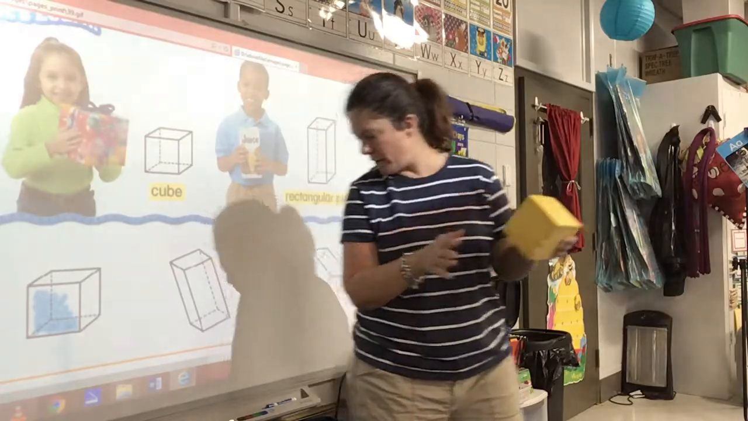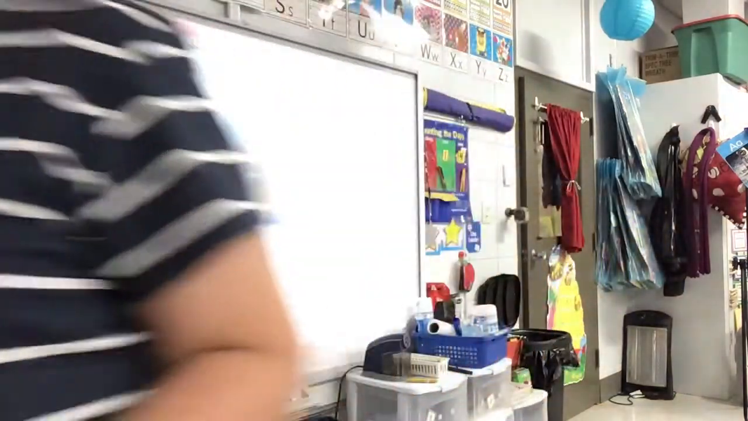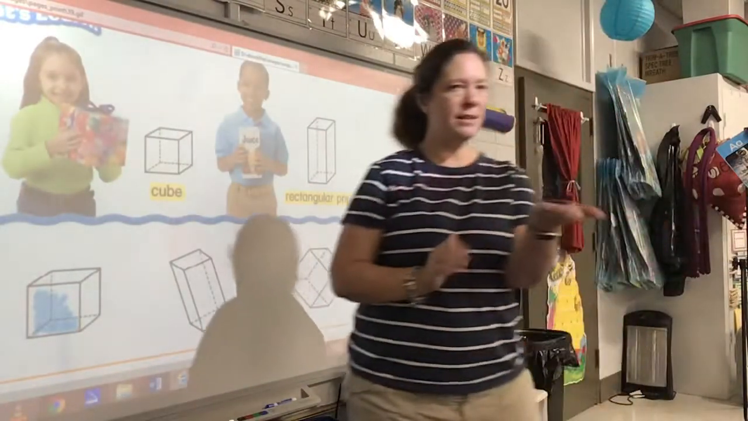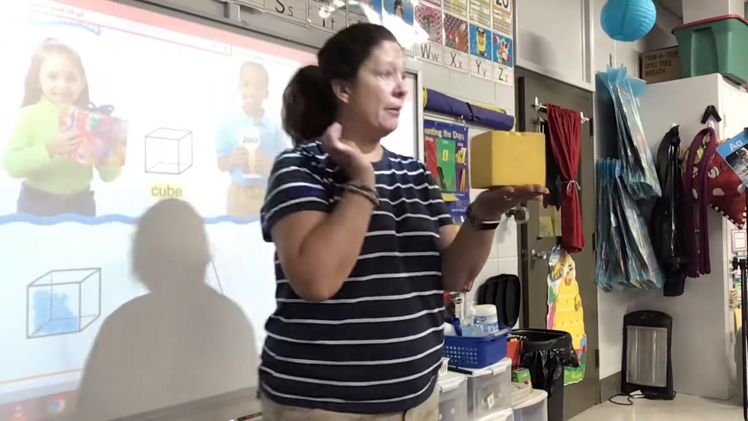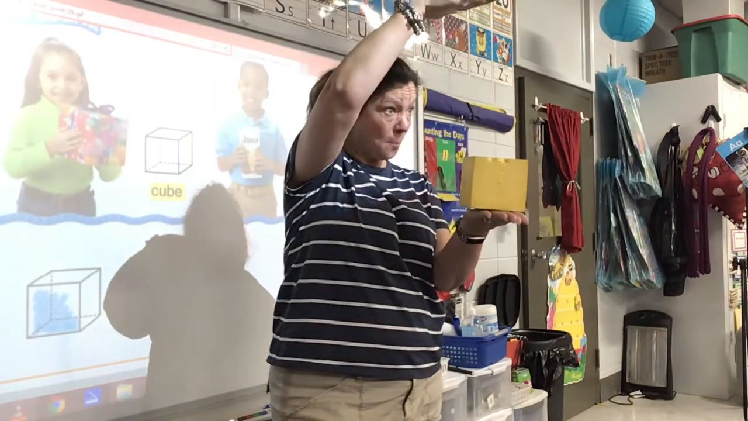Let me show you what I'm talking about by flat. Does this little piece of paper right here stick up? No. Did the cube stick up? You see how it's 3D, how it sticks up strong? That's what we're going to talk about. So this is a cube.